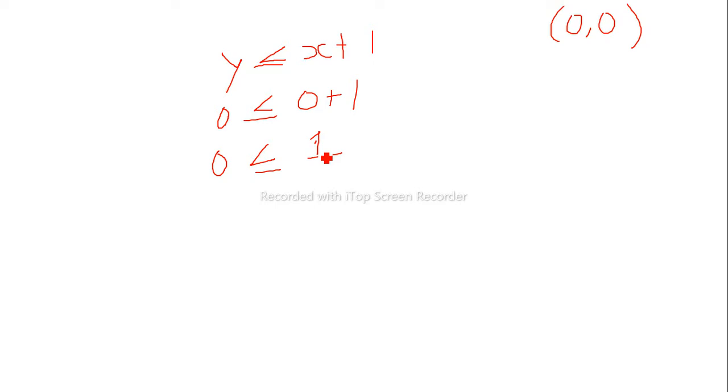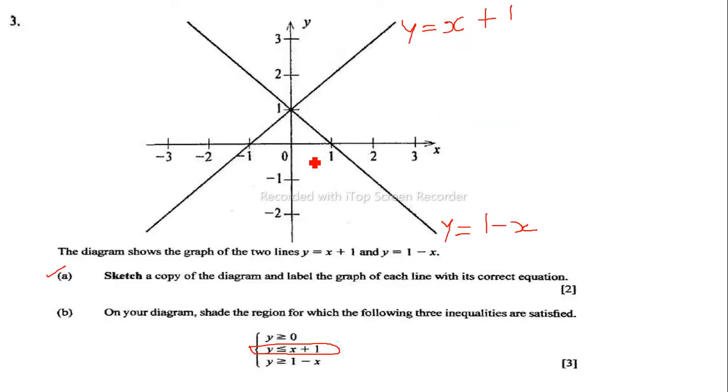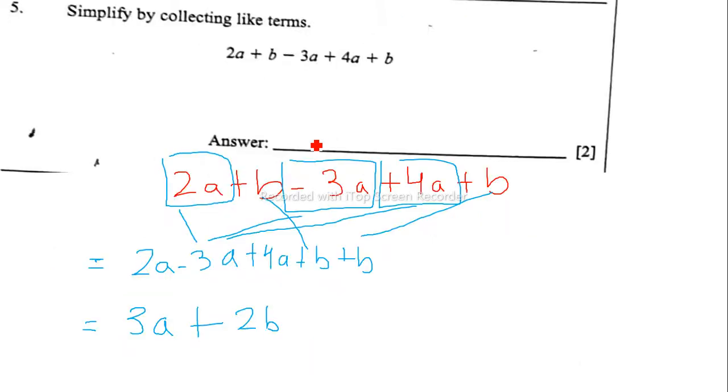Is it true that 0 is less than or equal to 1? Yes. 0 is less than 1. That's true. Alright, so remember we always shade the true region. So 0 is less than 1.